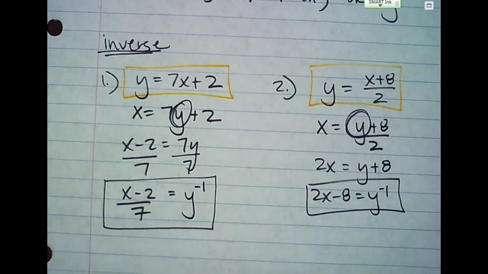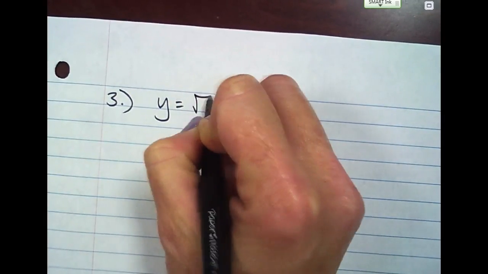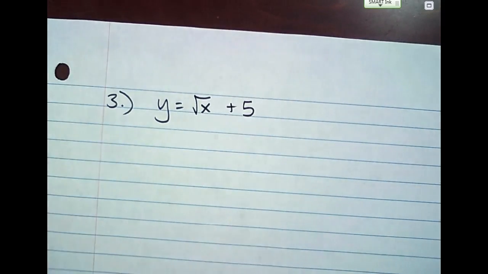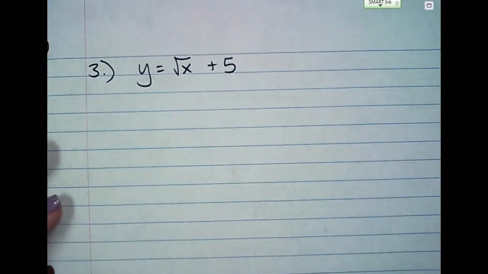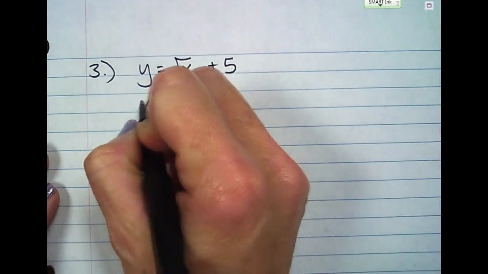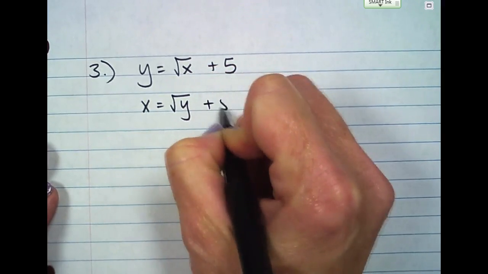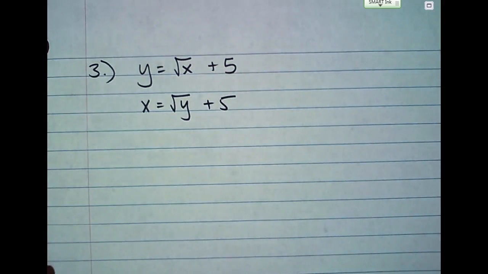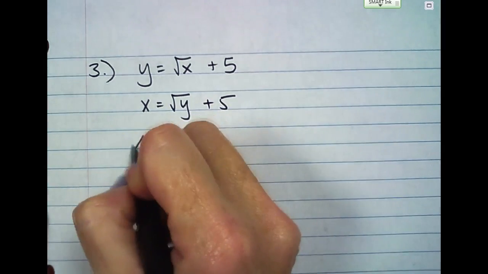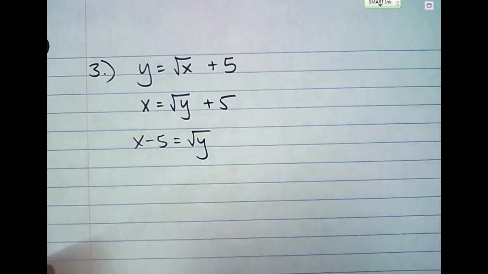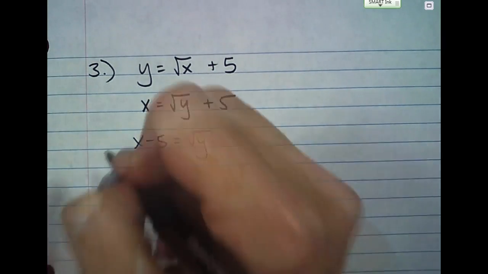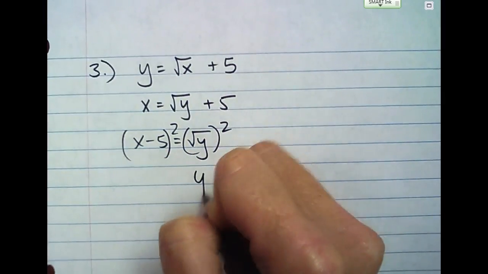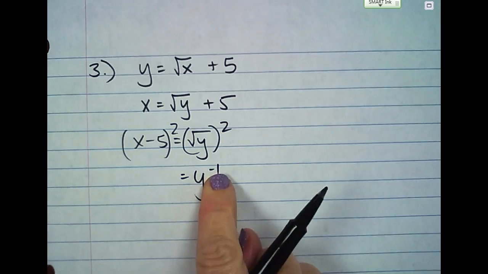Good time for one more. How about y equals the square root of x plus 5? Find its inverse. What's your first step in finding the inverse? Switch x and y, that's step 1. Step 2 is solving for y now. So move the 5 over. How do you get rid of that square root? What do you do to both sides? Good, square both sides. So now we call it, don't forget your -1, so I know it's the inverse.